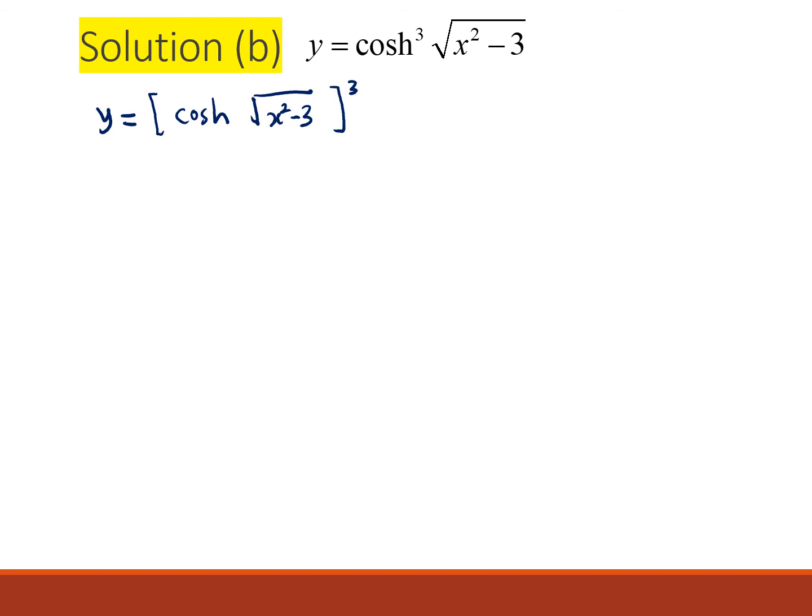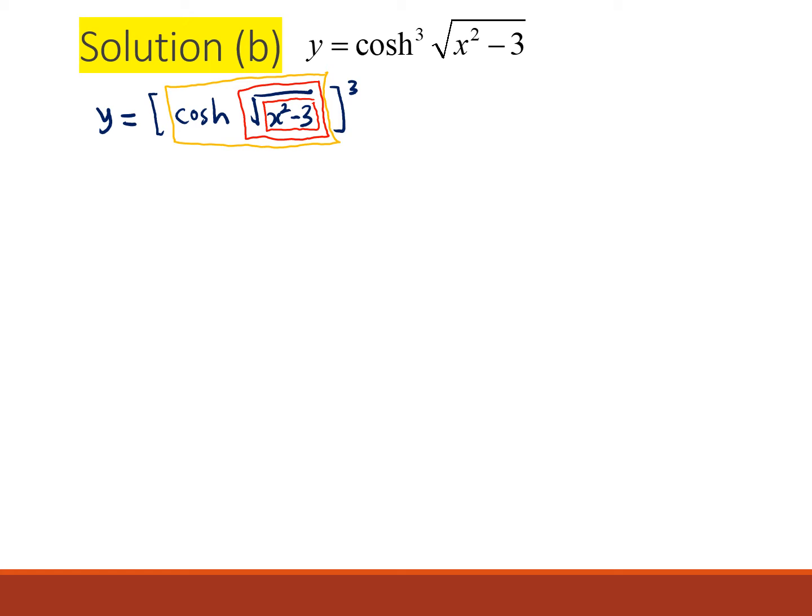As you can see here, we have 3 inner functions, where the first inner function is x squared minus 3. The second inner function involves the square root of this function. And the last inner function involves cosh of this function. And finally, y is equal to this function to the power of 3.